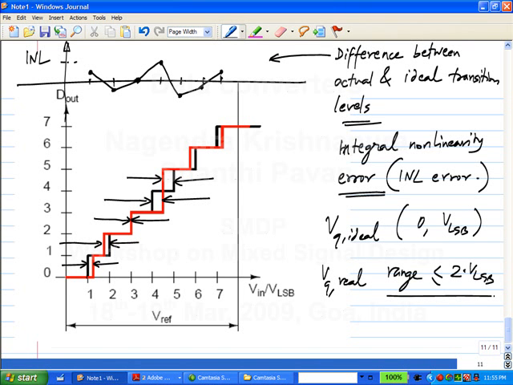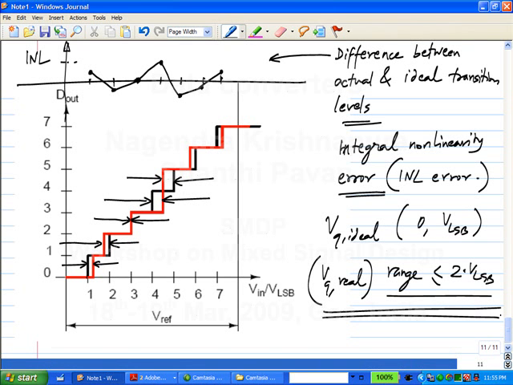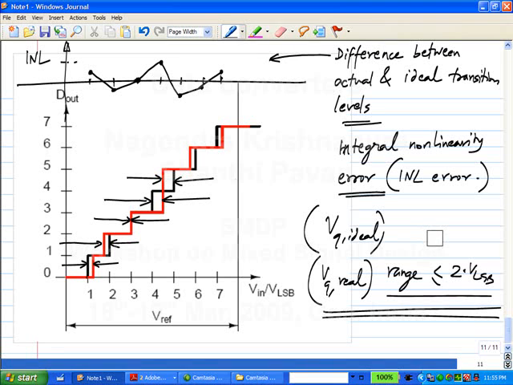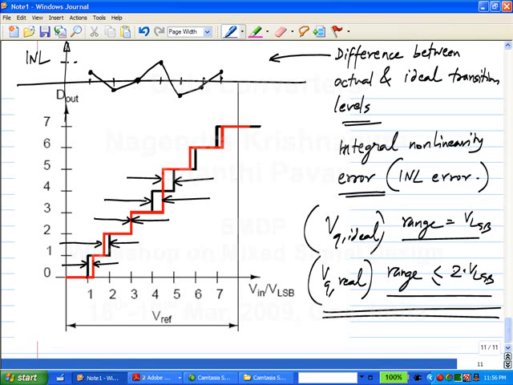Can it be plus minus 1 LSB? You can go minus 2. No, this is the range of... See, even in the ideal case, there is a quantization error which has a range of VLSB, right? VQ has a range equal to VLSB. Now, in the real case, it has a range of 2 VLSB. That's my error. So, how much can the INL be, while keeping in mind that INL can be both positive and negative? VLSB?